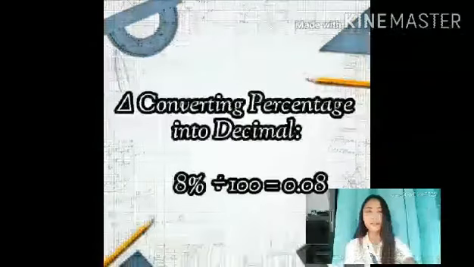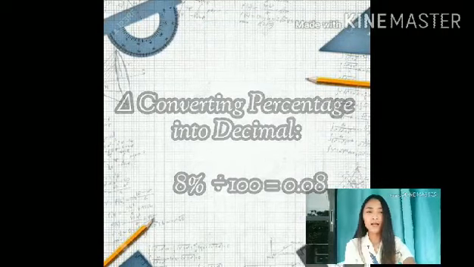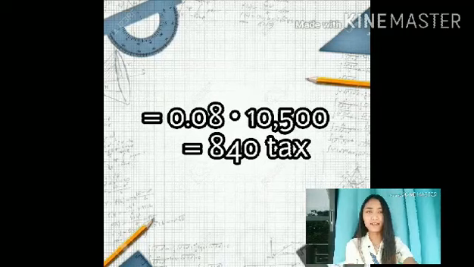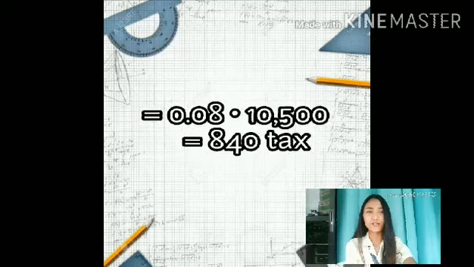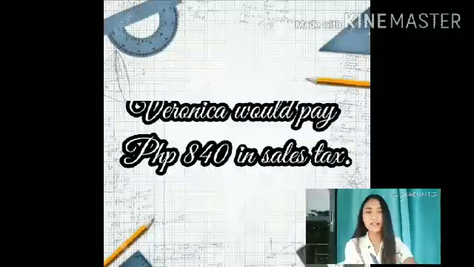Converting 8% into decimal by simply dividing 8% by 100, it would be 0.08. Multiply 0.08 to 10,500, so 0.08 times 10,500 is equal to 840 pesos. So Veronica would pay 840 pesos in sales tax.